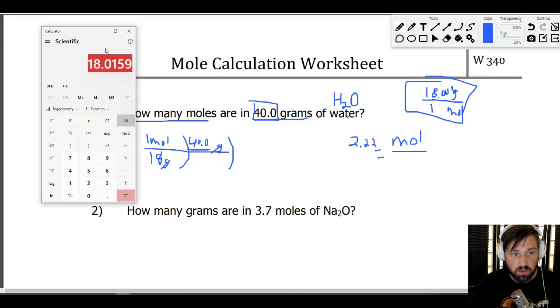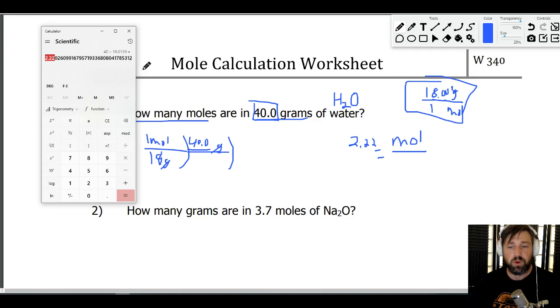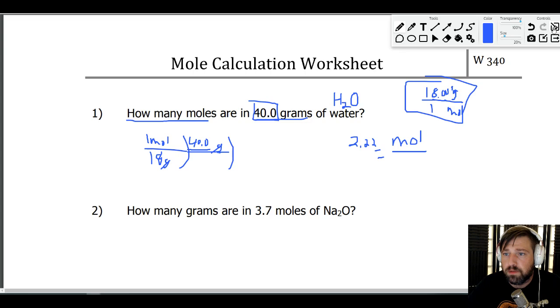So now I can say 40.0 divided by 18.0159, and these 3 sig figs, and we're still rounding down, so we're good. We don't have to worry about that. Okay.